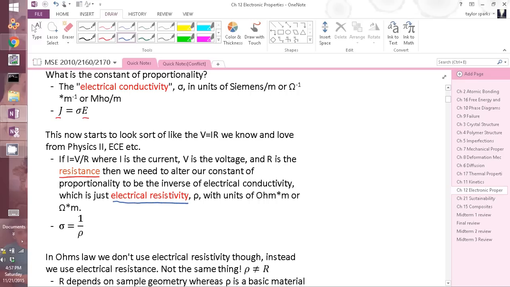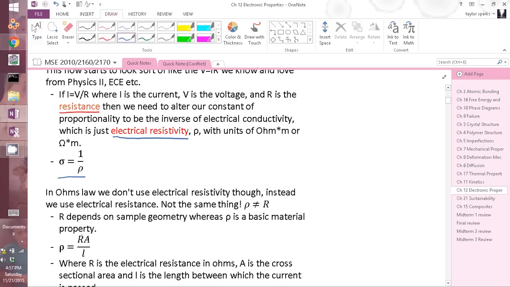Silicon carbide has an electrical resistivity. Copper metal has an electrical resistivity. It doesn't depend on the size of the sample, right? For this we use the Greek letter rho, and it has the units of ohm times meter, or ohm meter, right? So therefore we know immediately that electrical conductivity is equal to just 1 over electrical resistivity, and vice versa.